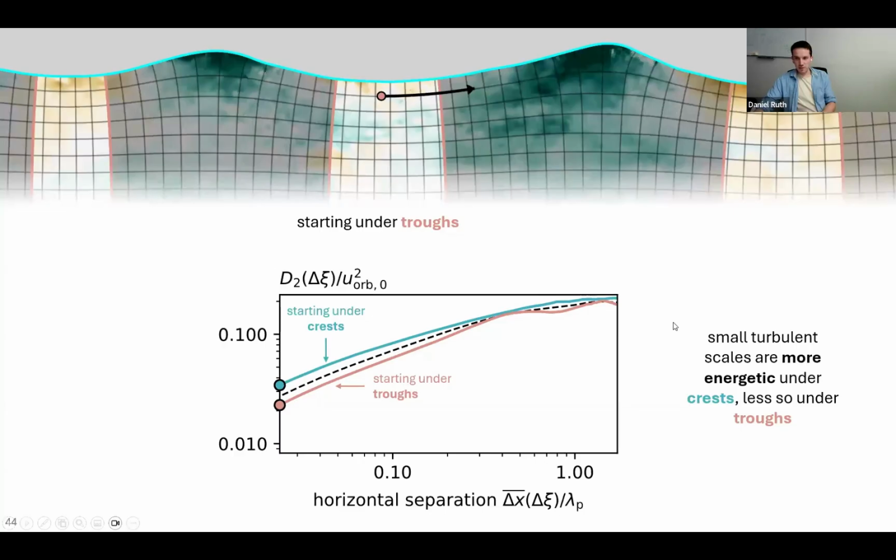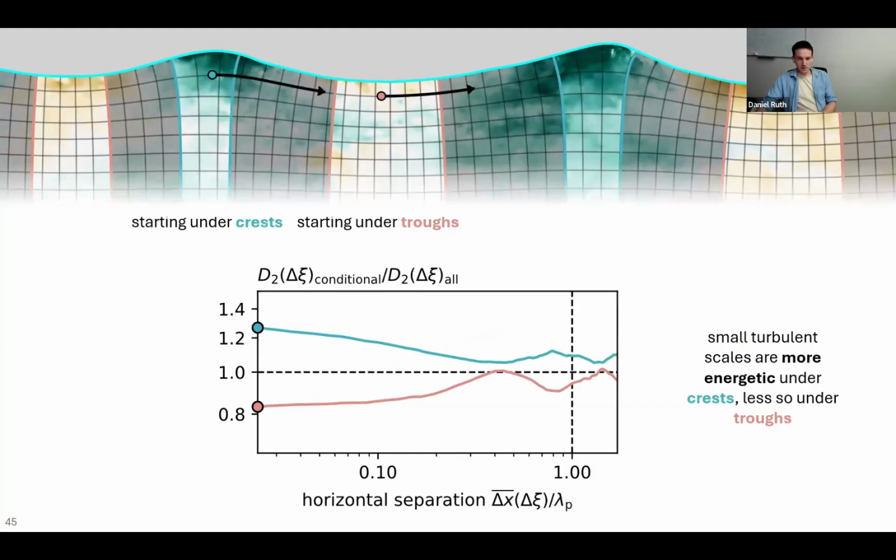So this is telling us that the small scale turbulent features are more energetic under crests and less so under troughs. And this is just the same data but now shown as the ratio between the conditional second order structure function and the overall one. So we're seeing that at small separations, there's going to be 20% difference between the mean and what you'd have under a crest or under a trough.